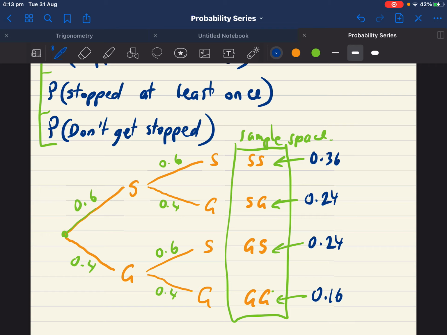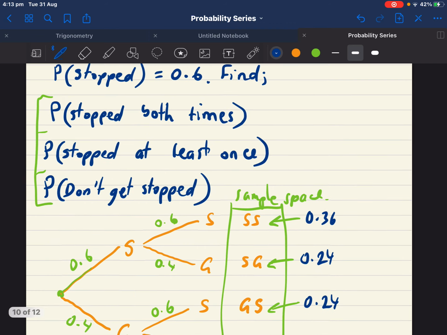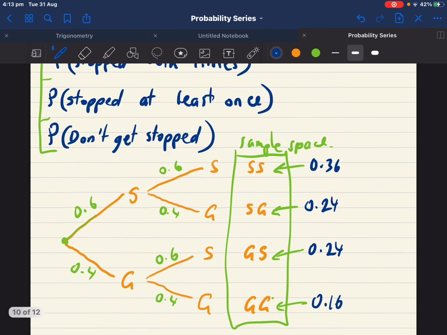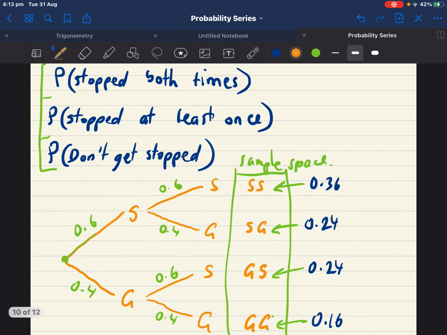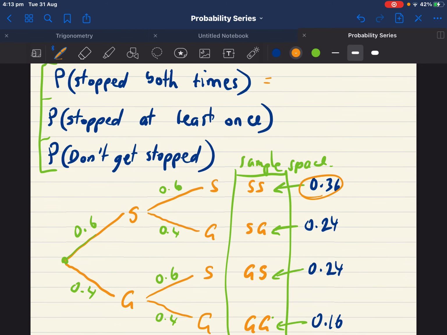Anyway, so that's how you find the probabilities. Once you have that, now we can go ahead and answer these questions. What's the probability you get stopped both times? There it is right there. It's 0.36. What was our working out? It was 0.6 times 0.6.